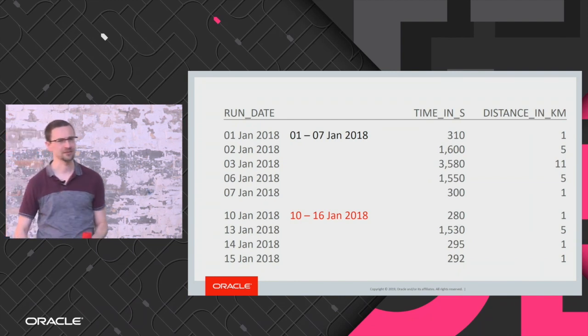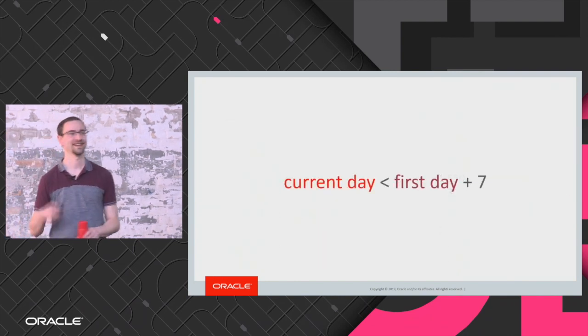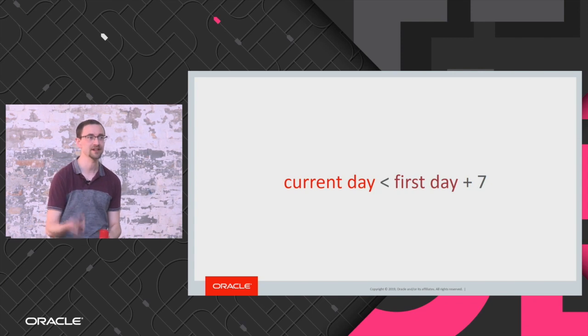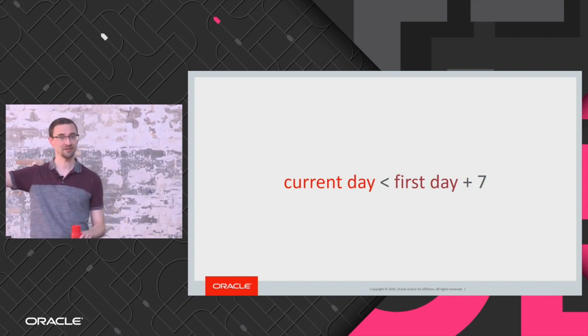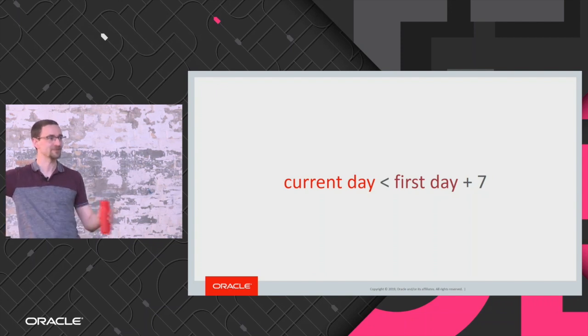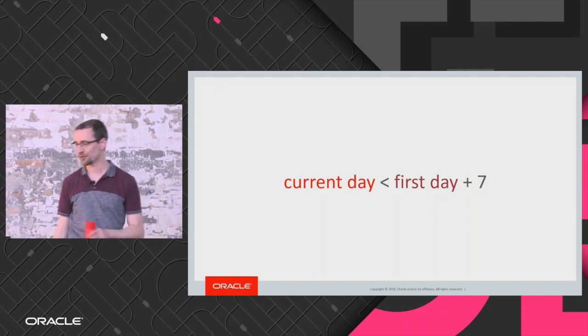So how do we test for this? What are we checking here? Well, we're saying, is the date of the current row less than the date of the first row in the group plus 7? If it is, it's within 7 days. They form part of that within 7 group.